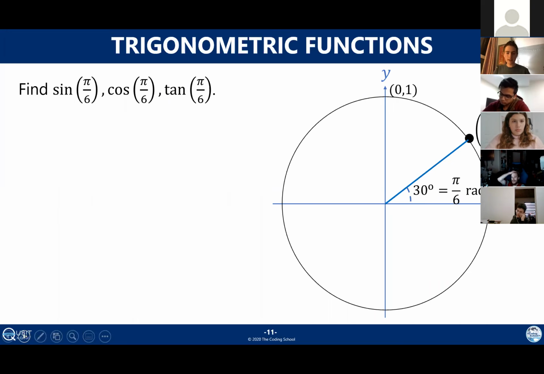So let's do a quick practice problem using what we've just learned. We are shown a picture of the unit circle, and we see that there's a point on this unit circle with coordinates √3/2, 1/2. We're told that the angle down here is pi/6, and we're told to find sine, cos, and tan of pi/6.